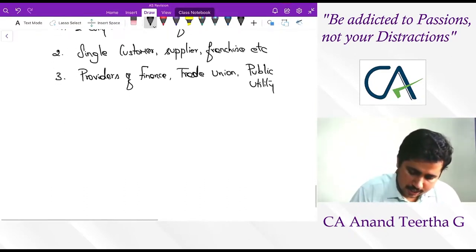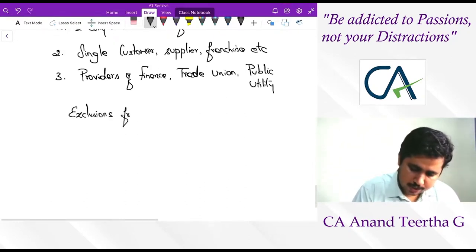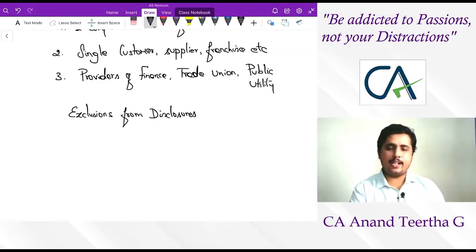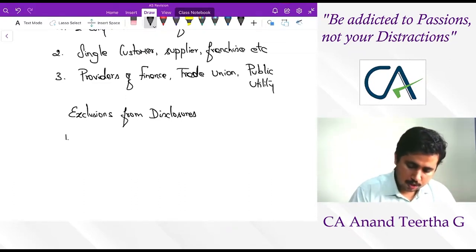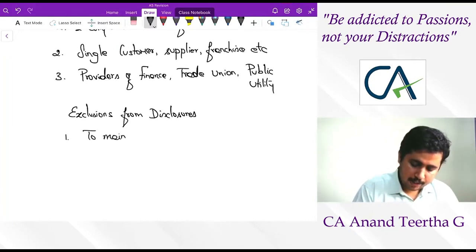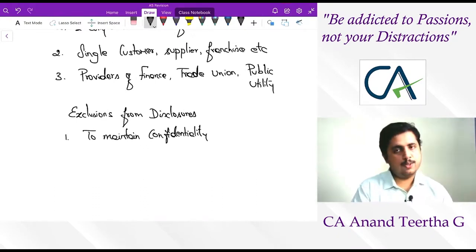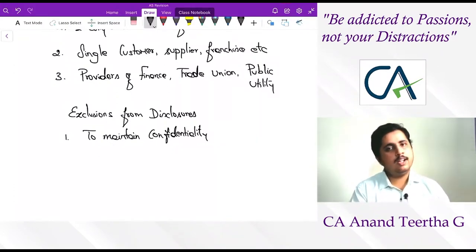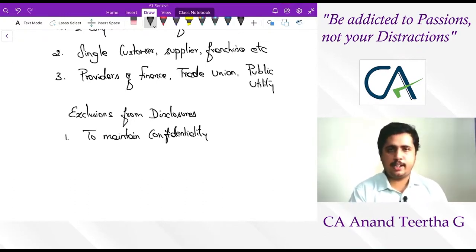Then there are certain exclusions from related party disclosures. They are related parties, but you can exclude them from disclosure. One, to maintain confidentiality. There are certain transactions where confidentiality is very important. If that is the case, they need not disclose it. Example, it leads to certain sensitive information about the country. A company is involved with the government of India. There is certain sensitive information that cannot be disclosed to everyone. So those things will not be disclosed as related party transactions.